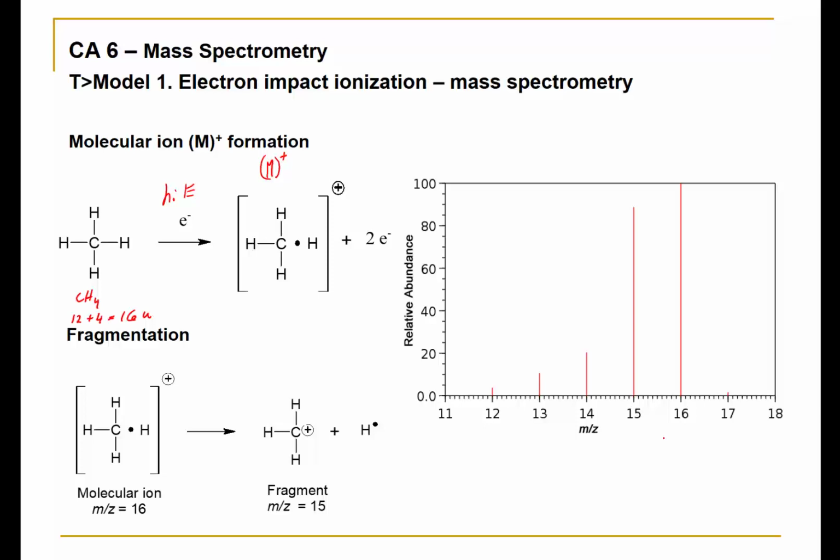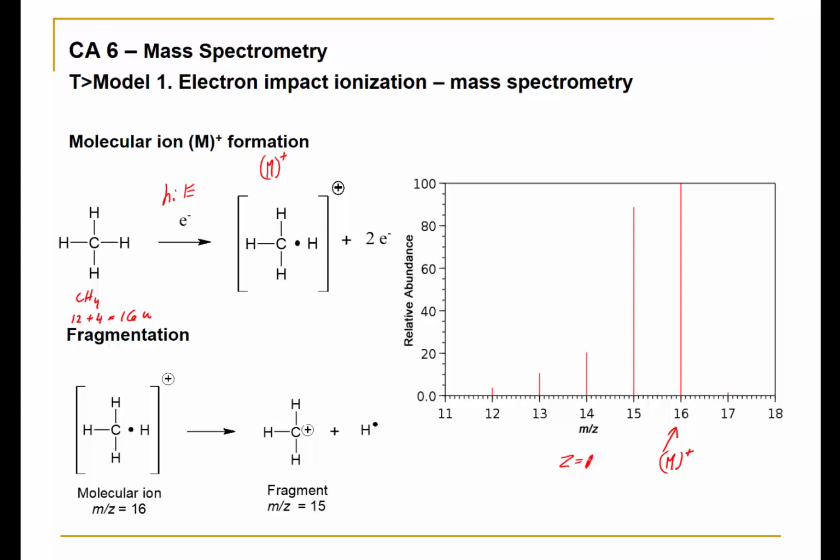And so we see over here a peak in the mass spectrum corresponding to 16. So of course this peak would correspond to the molecular ion with a nominal mass of 16. Remember again, the x-axis in a mass spectrum is m over z, but z we assume to equal 1. So essentially this is reflecting the molecular mass in atomic mass units.